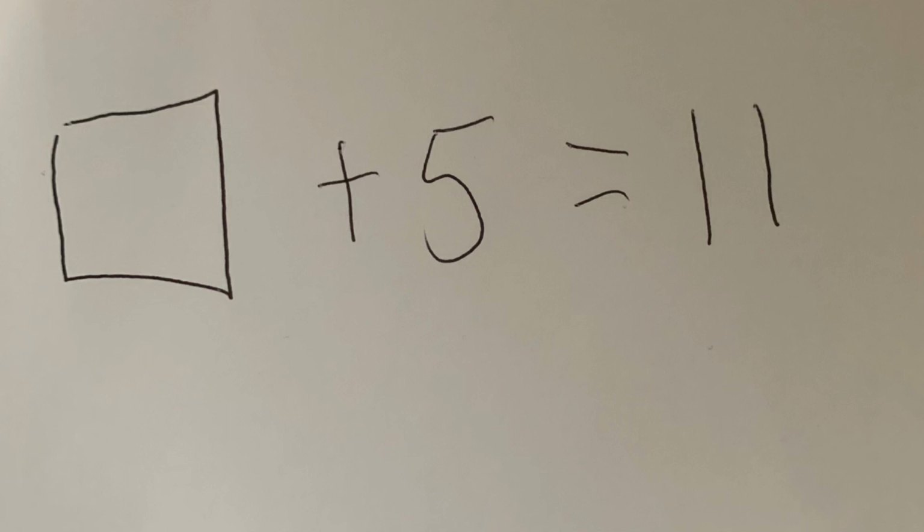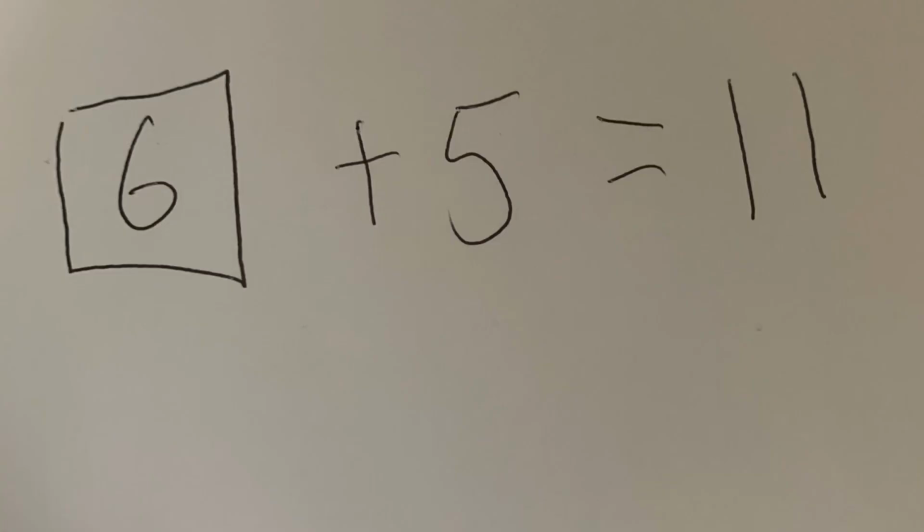So when we fill in our answer, it looks like this. 6 plus 5 equals 11. Remember, the number in the box is our answer. So the number we didn't know was 6. There are 6 penguins hiding behind the hill.